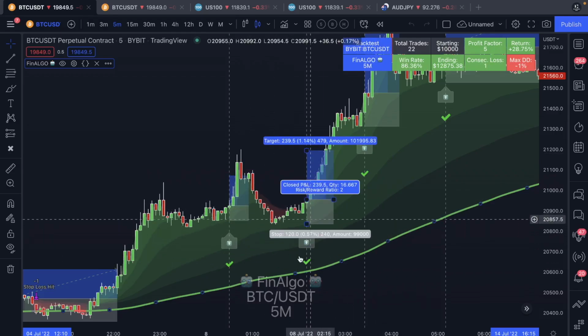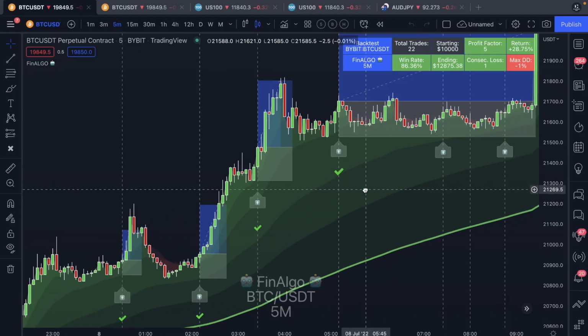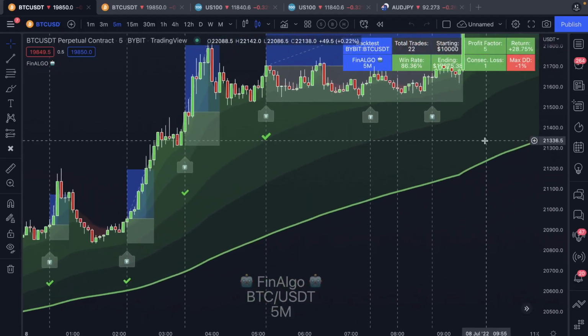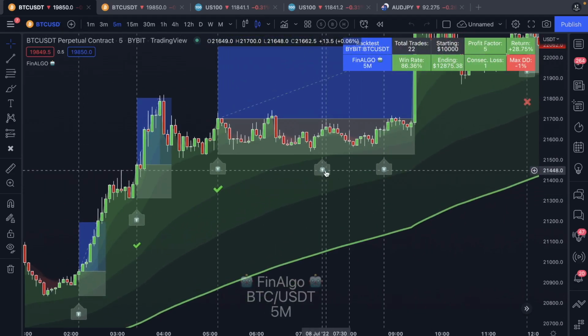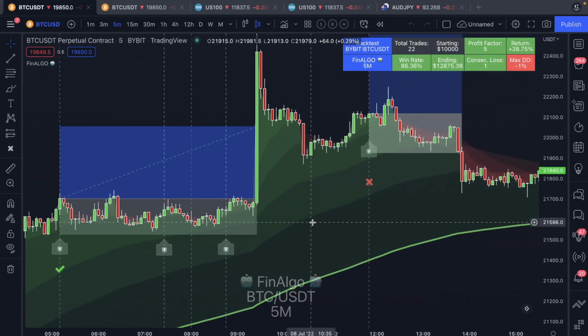That allowed us to stay in the trend. Alright, so here we had another 4 winning trades straight in a row, and I didn't place those trades because I already was in a position and I didn't want to add more money onto that position.